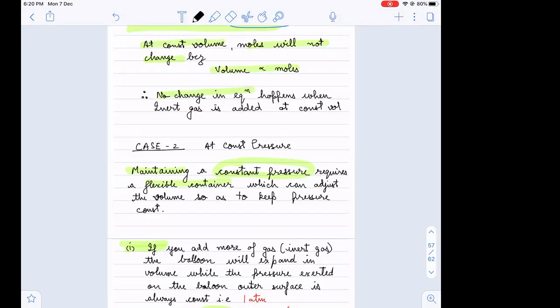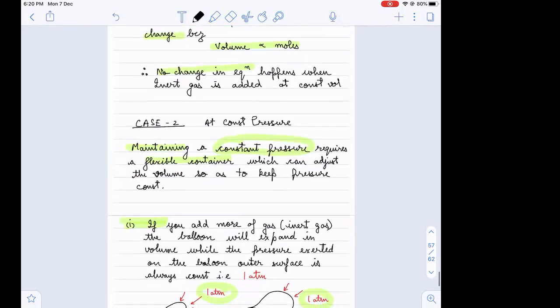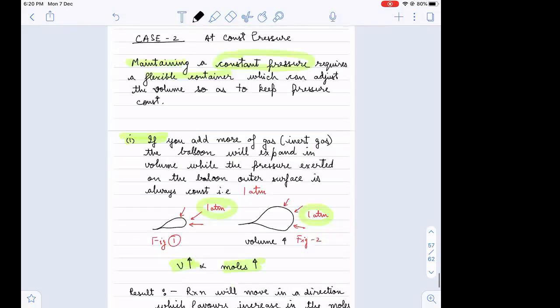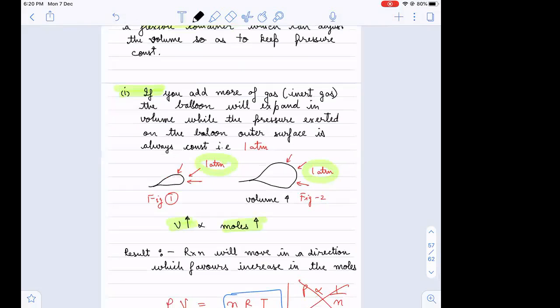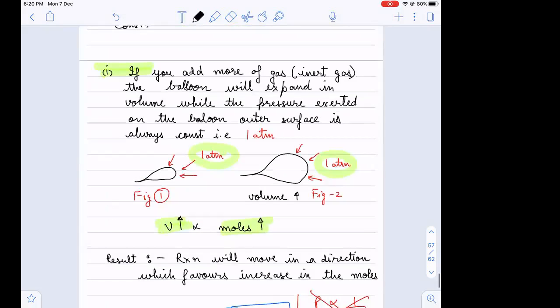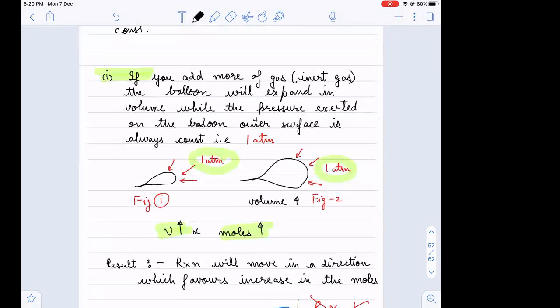Done. So done. Okay, so you can write the result as well, although you know the result. The result is the reaction will move in a direction which favors an increase in the moles. So for what condition is this result? The condition was addition of inert gas at constant pressure.